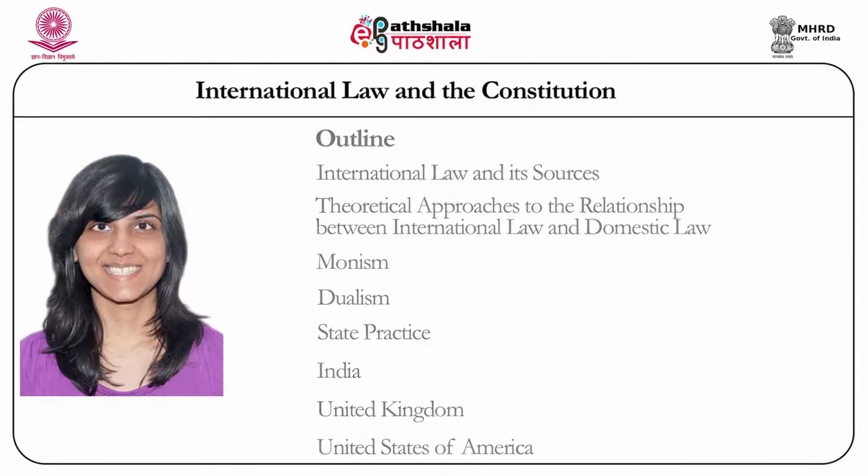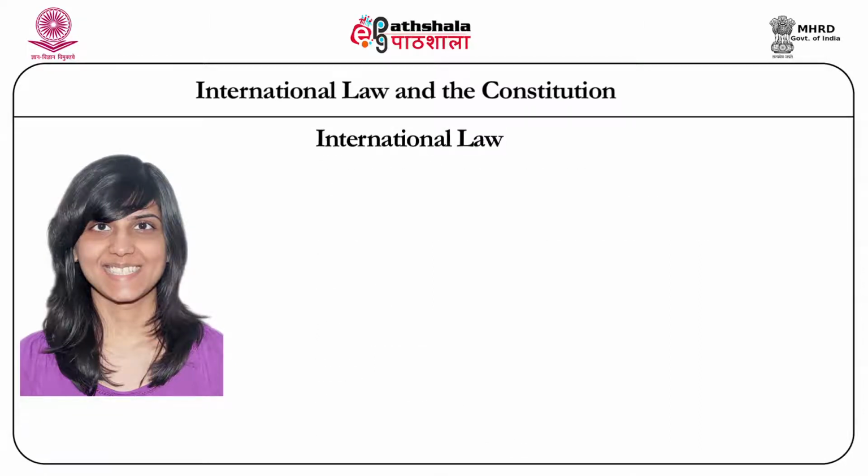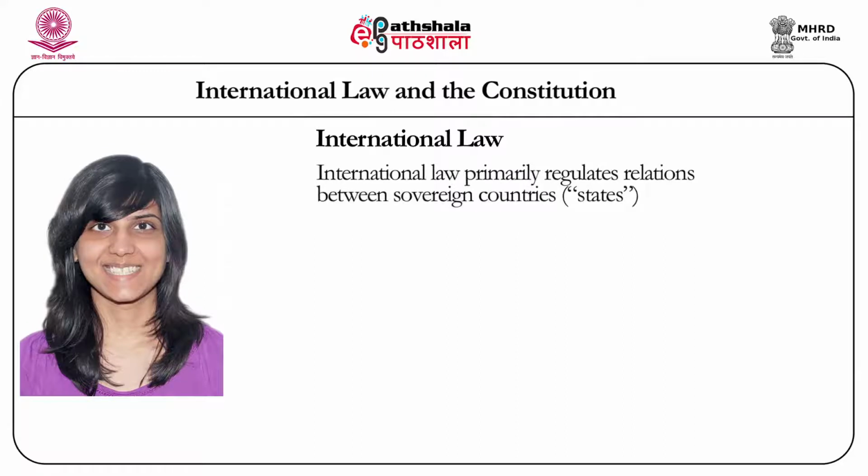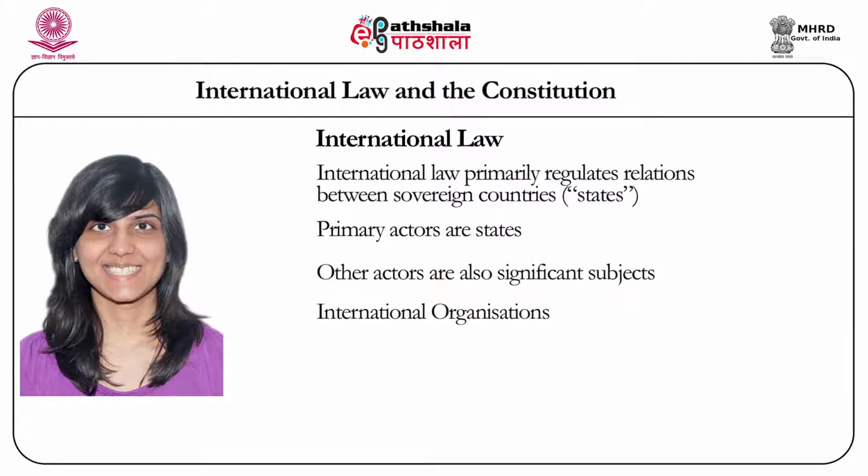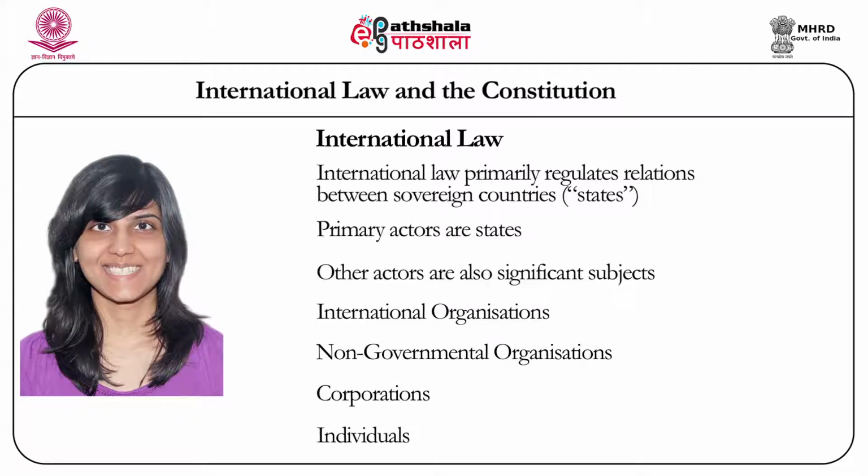So, to start with, what is international law? International law is the law that primarily regulates the relationship between sovereign countries or states. States are the primary actors that create, interpret, comply with, and enforce international law. However, other actors such as international organizations, non-governmental organizations, corporations, and individuals are also significant subjects of international law.